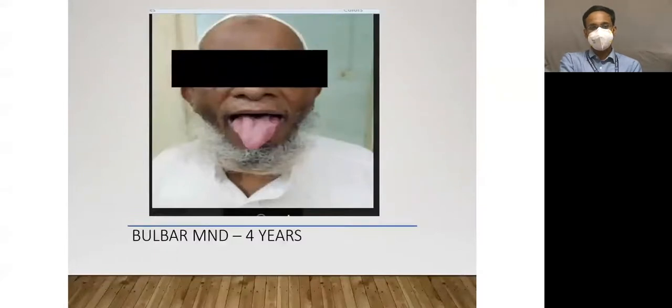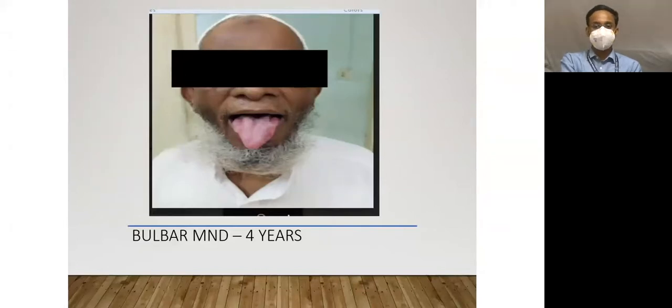This is another gentleman who came to the neuromuscular OPD, a 64-year-old man who has come with a 4-year history of difficulty in speech, swallowing, and occasional nasal regurgitation, but no progression after that. He also had mild difficulty in getting up from a squatting position. He has remained relatively plateaued for the past 4 years. The gentleman was labeled as motor neuron disease outside, and has been so since the past 4 years.